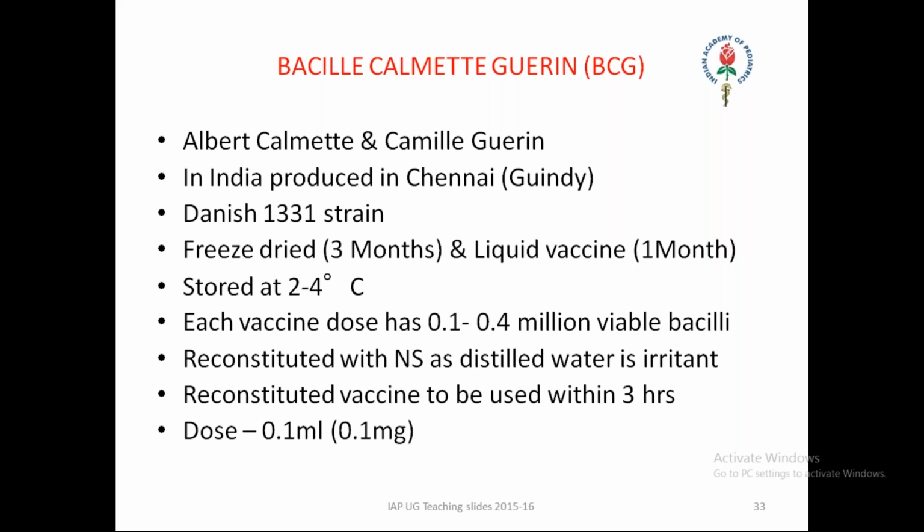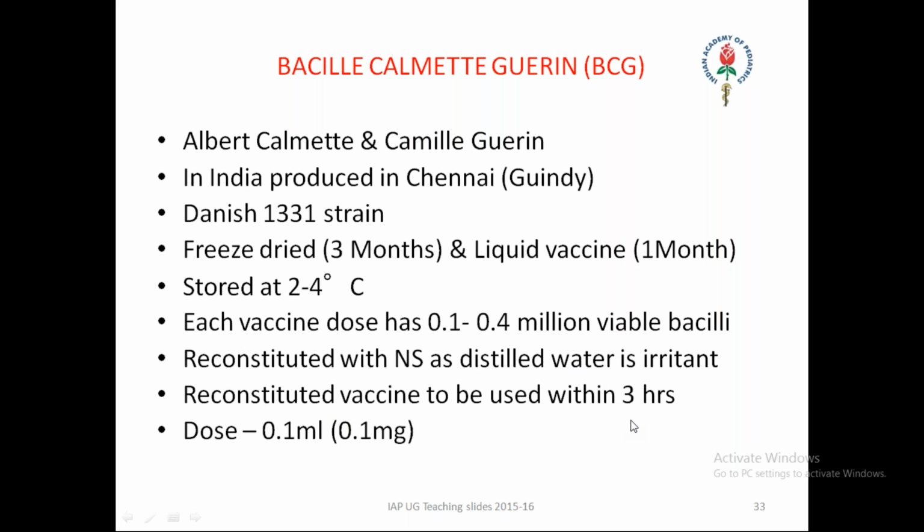So BCG, it was discovered by Calmette and Guerin. It is produced in Chennai, Guindy. Danish 1331 is a strain. It is a freeze dried vaccine stored at 2 to 8 degrees centigrade. Each vaccine has 0.1 to 0.4 million viable bacilli, and it is reconstituted with normal saline or distilled water as diluent.